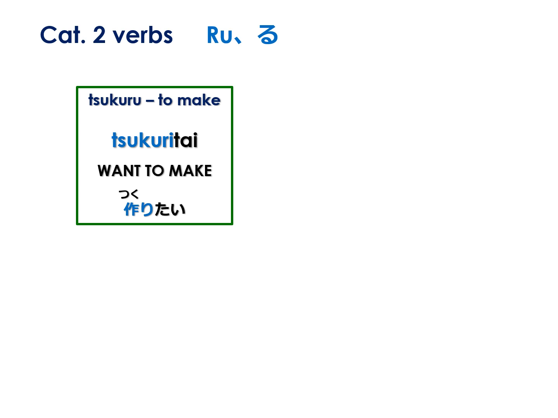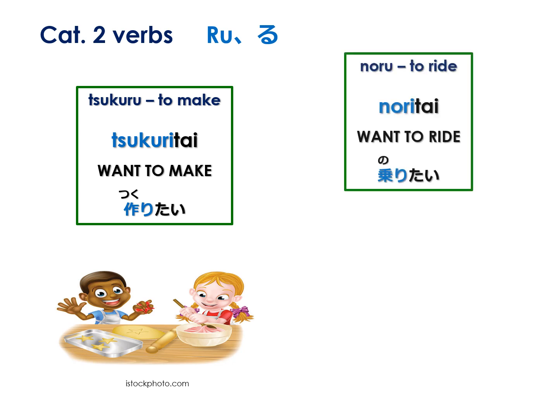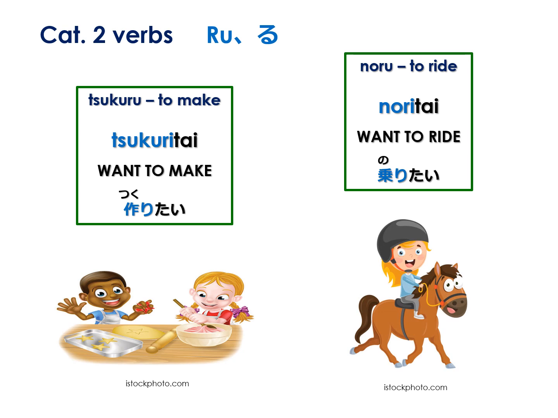作る means to make. 作りたい means want to make. ケーキを作りたいです。I want to make a cake. 乗る means to ride, and 乗りたい means want to ride. 馬に乗りたいです。I want to ride a horse.